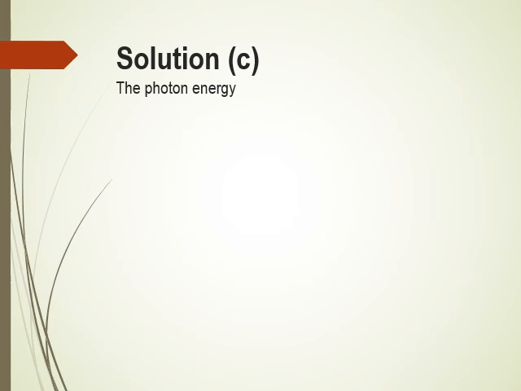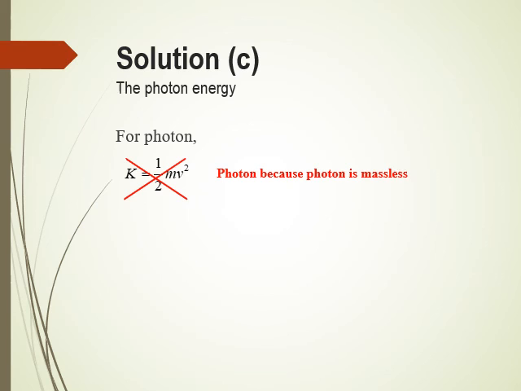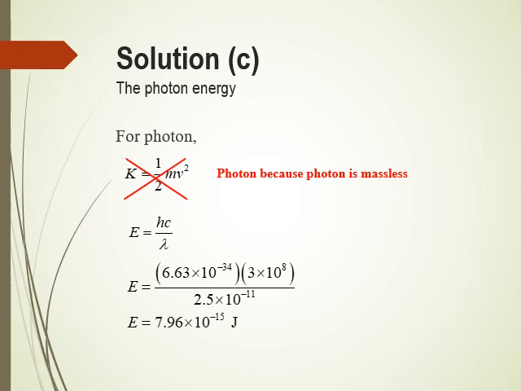Question C asks you to calculate the energy if you now replace the electron with a photon. So for a photon, can you still use the equation K equals half mv squared? Once again, the answer is no, because it is massless. So the equation that should be used in this question is E equals hc over lambda. Substitute the values into the equation, and you will obtain energy equals 7.96 times 10 to the power of negative 15 joule.